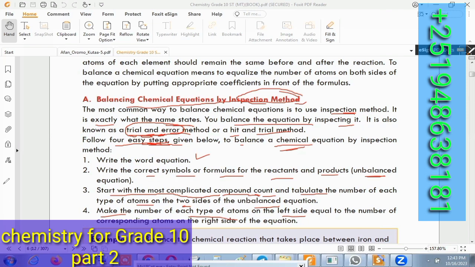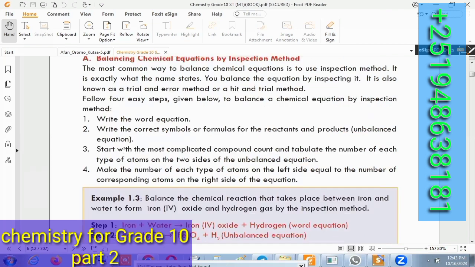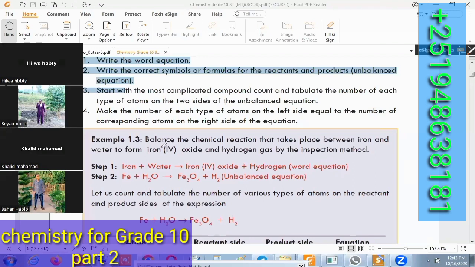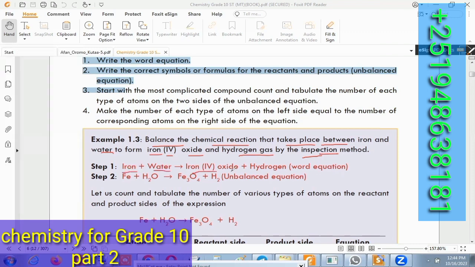Now let us balance the chemical reaction that takes place between iron and water to form iron 4 oxide and hydrogen gas by the inspection method. So what is the first step?